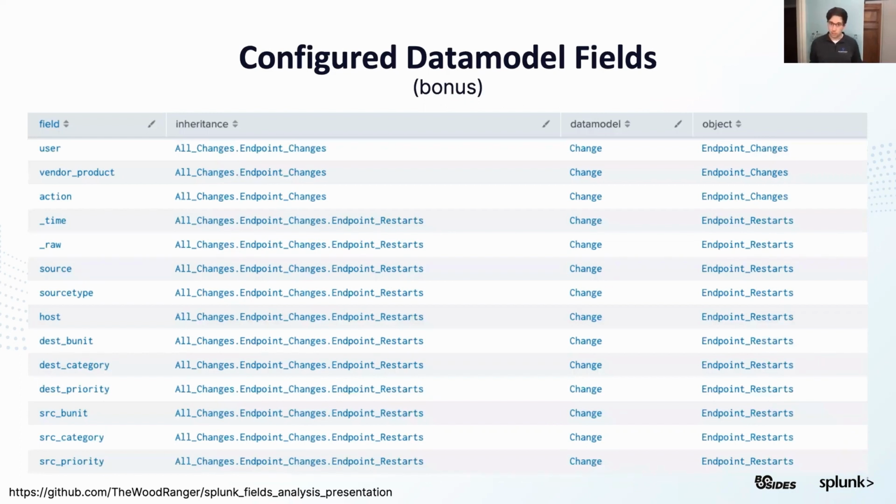Yes, that's right. There is an easy way to see every field configured in every data model in your instance, along with the inheritance information related to each data set inside that data model. We aren't going to go through the query components, but you can also find this reference at the GitHub link along with everything else. The SPL itself is pretty compact, so let's take a quick look.